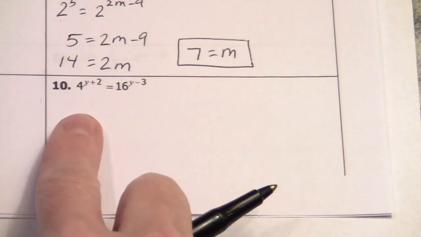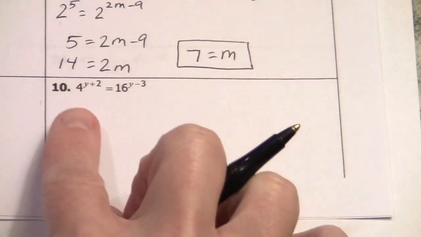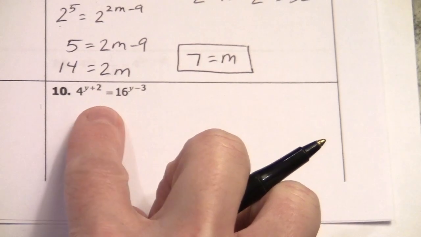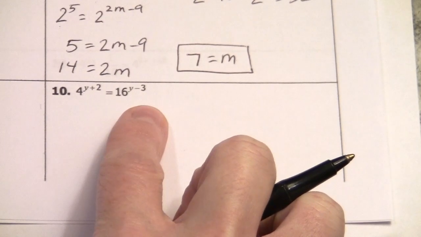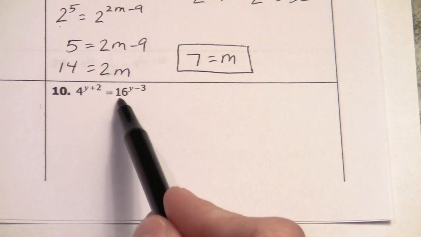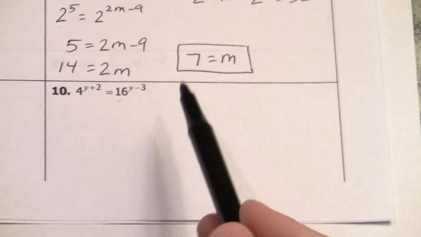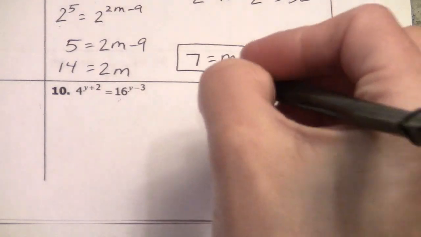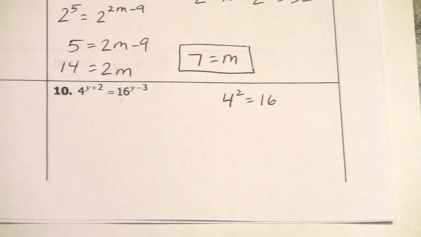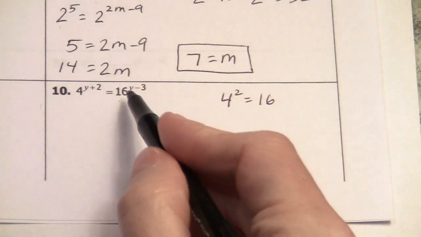All right, number 10. We are going to skip number 9 here. Number 10, we have 4 to the y plus 2 power equal to 16 to the y minus 3 power. Let's change this 16 to a 4 to something power. And we know 4 squared is 16. So that's what we're going to do here.